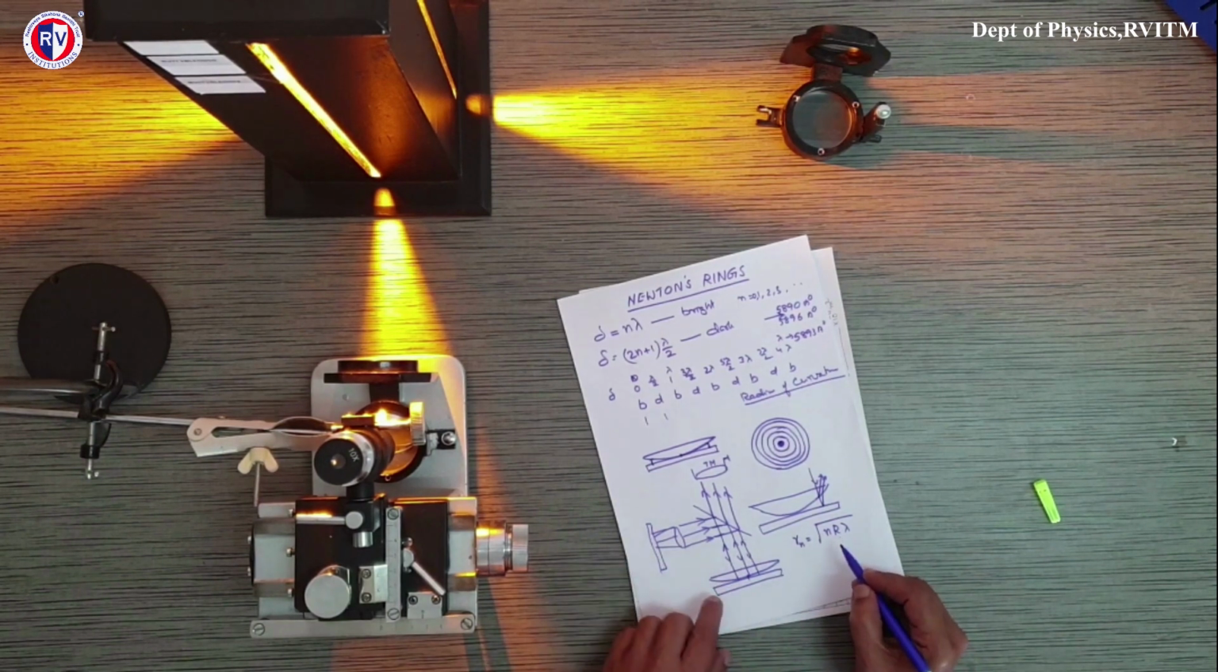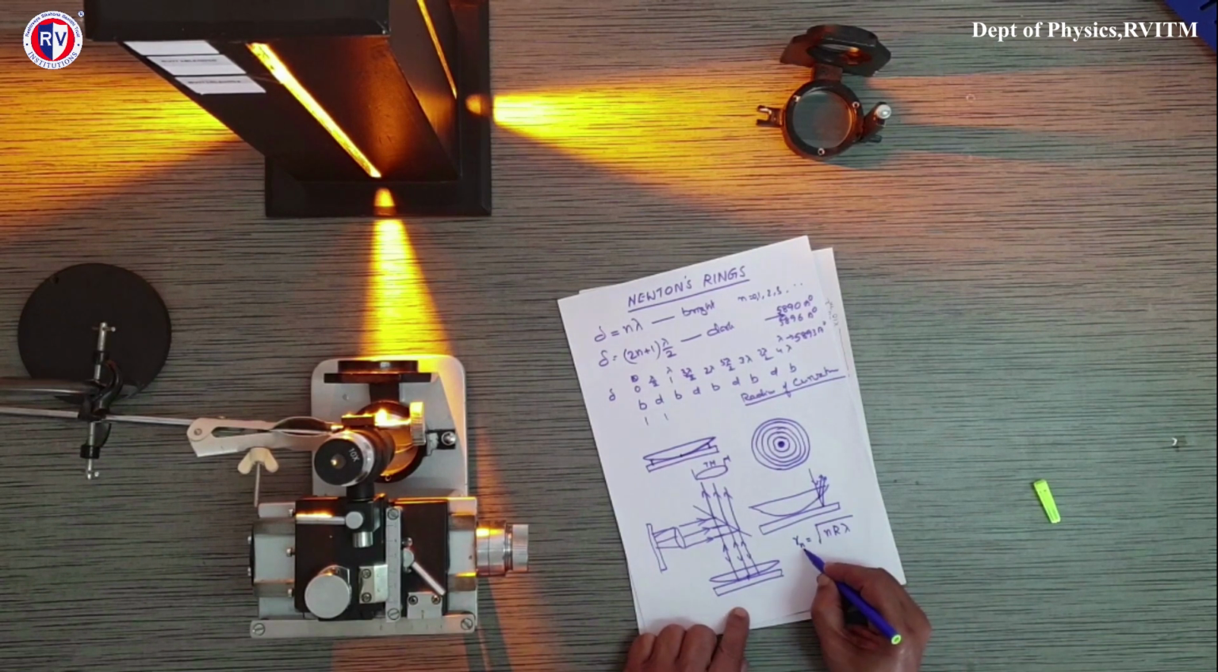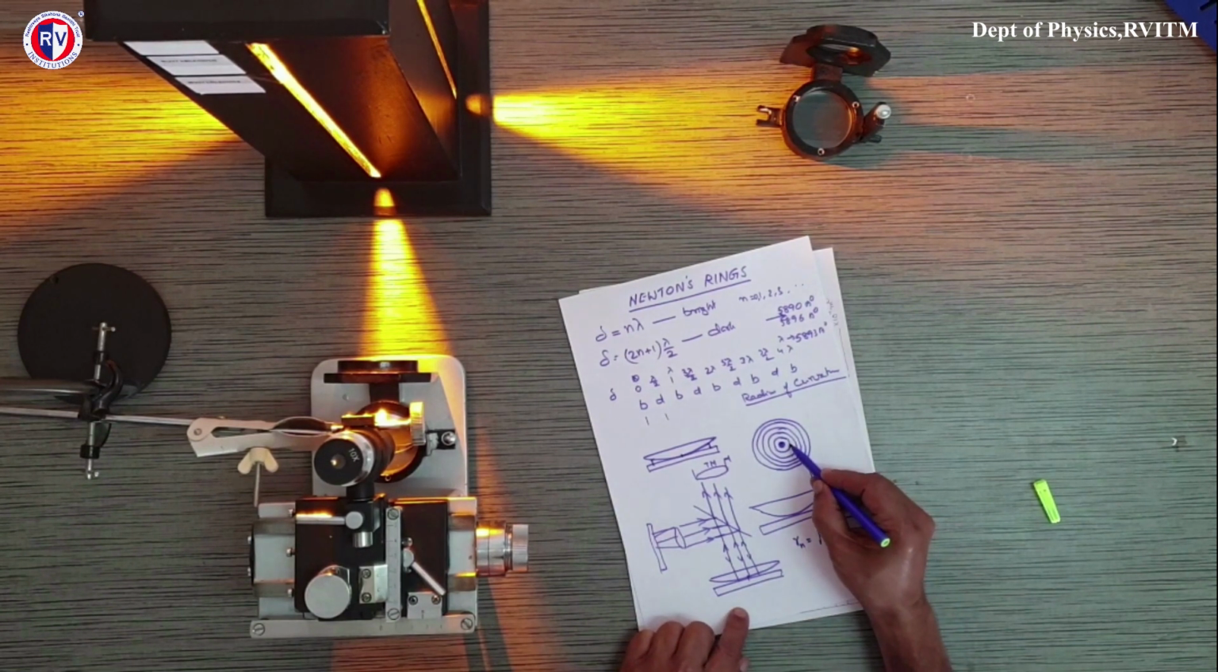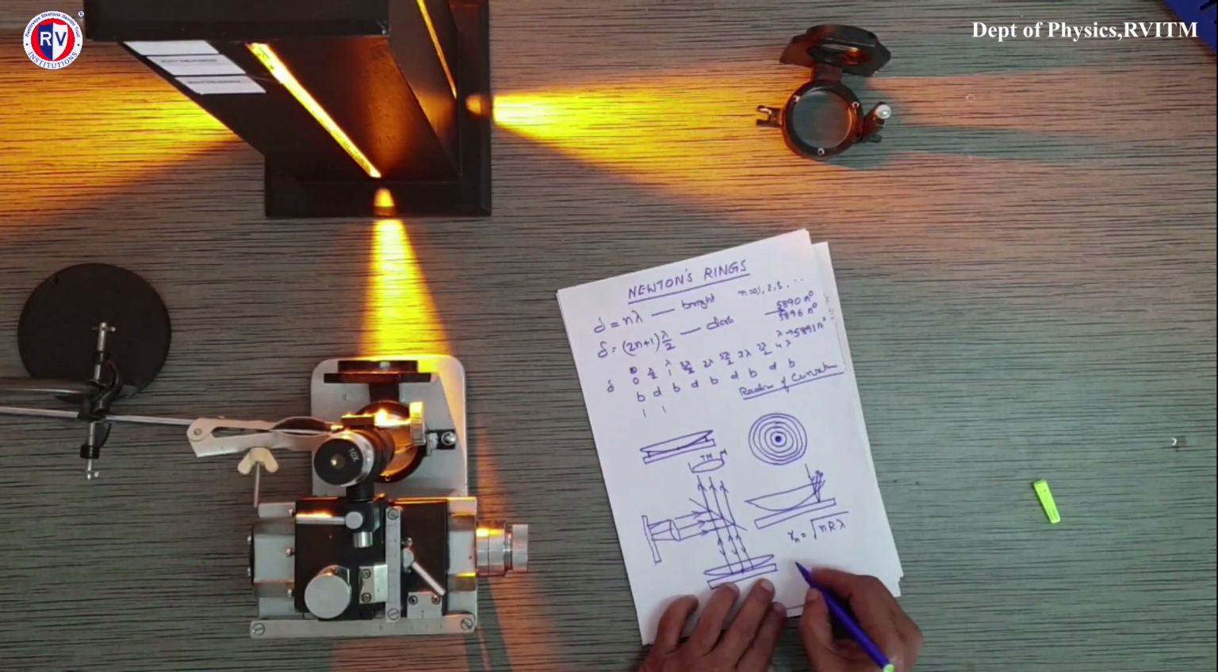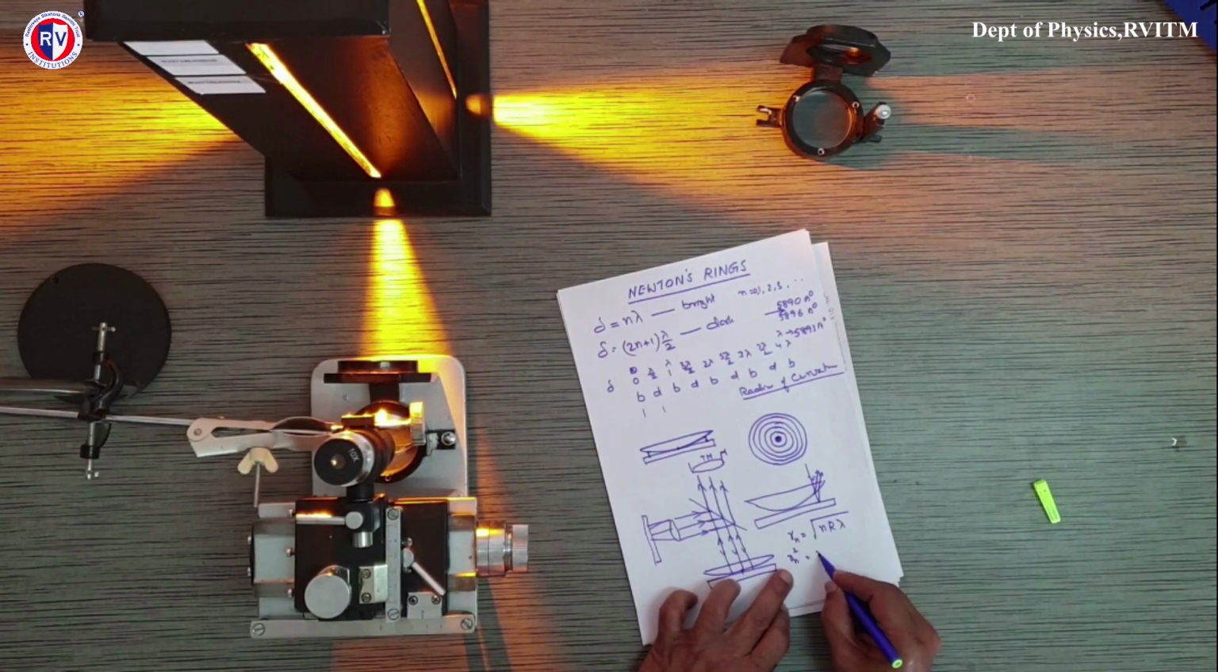R is the radius of curvature of this plano-convex lens. N is the order; I can say this is the first ring, this is the second ring, third ring, fourth ring, like that, the order of the ring. Lambda is the wavelength of that monochromatic source. Now I can write Rn squared, the radius squared of the nth ring, as nR lambda.